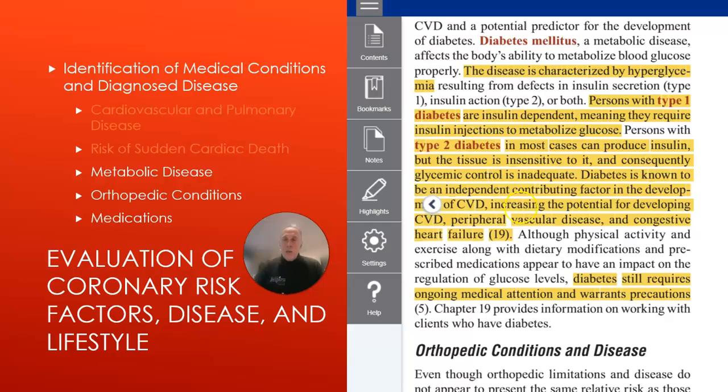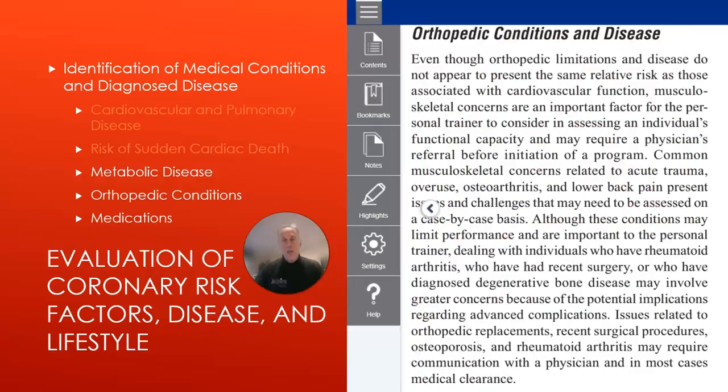But what we know is diabetes is known to be an independent contributing factor to developing cardiovascular disease. So it increases the potential. It's a positively correlated factor. Now, it's ongoing, right? It's a chronic type of disease, and you have your precautions with your client. You're going to actually have those conversations with your client. But because it's a chronic disease, I'll say it again, your clients will almost certainly have themselves wrapped fully around the concept of being diabetic and how exercise actually plays into being diabetic.